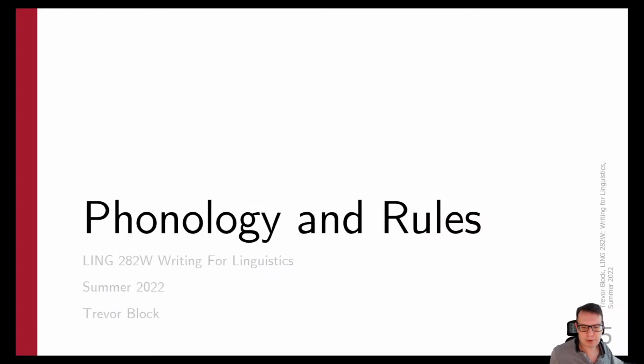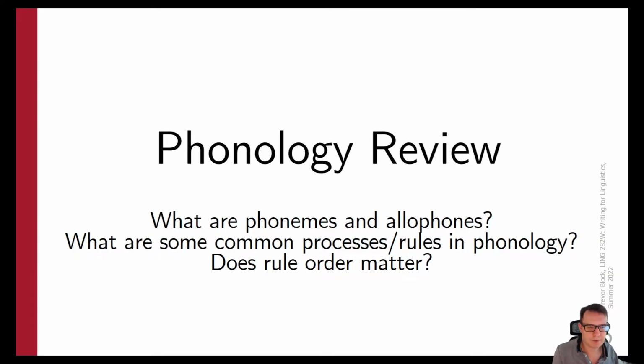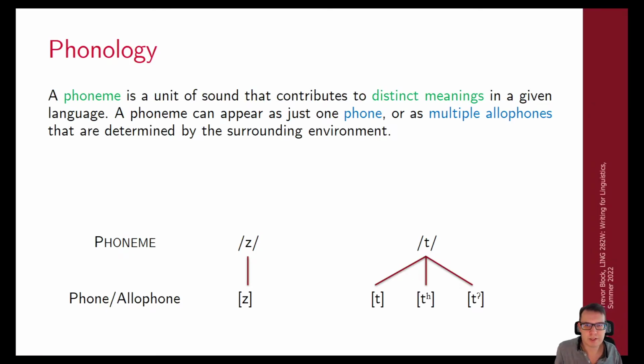But anyways, this lecture is about phonology and rules. So what are phonemes and allophones, common processes, and rule order? A phoneme is basically something that a listener or speaker of a language perceives. So you can say that the phoneme is something like a mind or perception kind of thing.